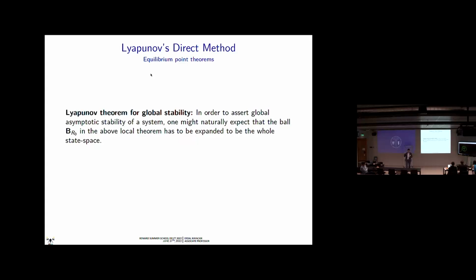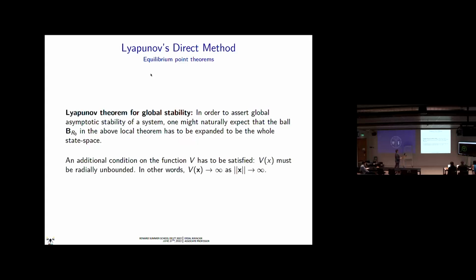Actually, this is necessary but not sufficient. We need one more condition. Of course, you need to define a function which is valid for the whole state space, not within a small ball. Then the additional condition for V is that V of x must be radially unbounded. In other words, if V of x goes to infinity as x goes to infinity, then you can say this is globally stable, either globally Lyapunov stable or globally asymptotically stable.